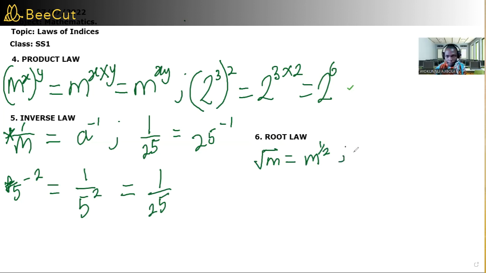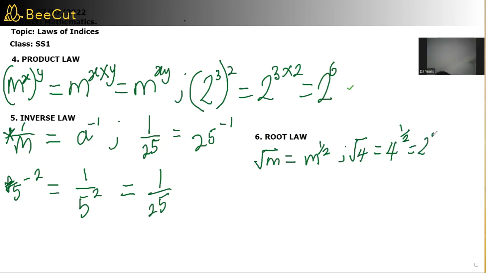Yes, sir. For example, if I have square root of 4, I would say this is 2. This is 4 raised to power half. And you can bear me witness that 4 is 2 squared, yes or no? Yes. So I can say 2 squared, also raised to power what? Half. Very good.